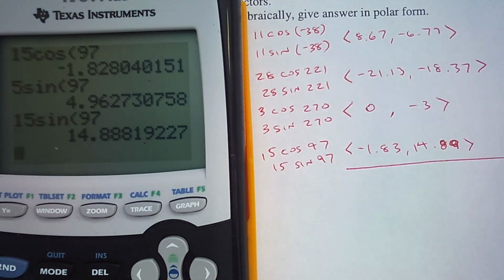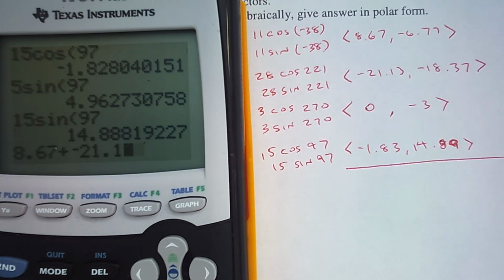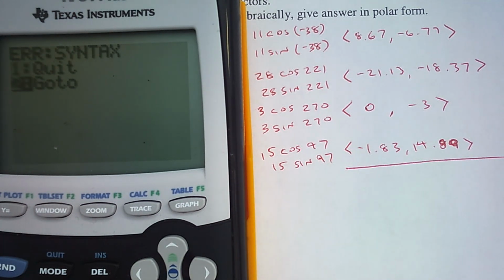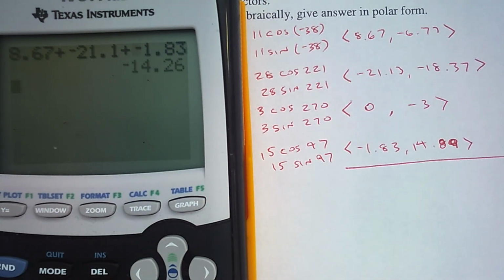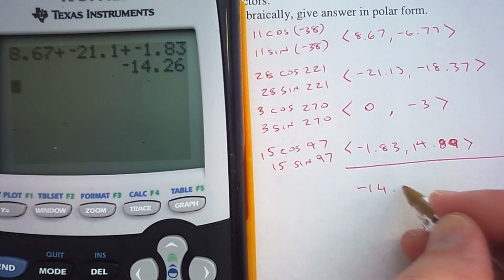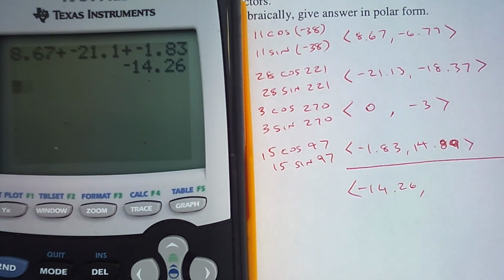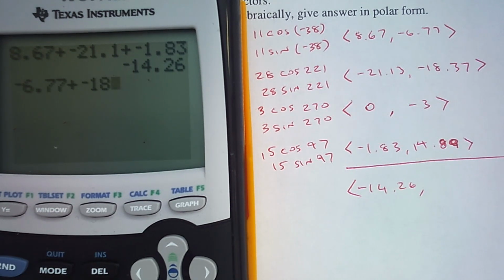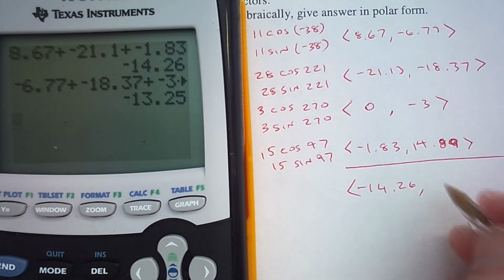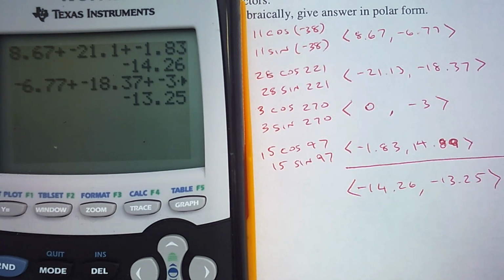Okay, next I can combine my x components and my y components. So 8.67 plus negative 21.1 plus 0, so I don't need to type that in, plus negative 1.83, negative 14.26. Then negative 6.77 plus negative 18.37 plus negative 3 plus 14.89. Negative 13.25.